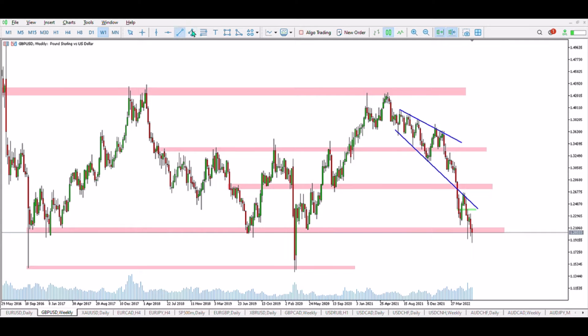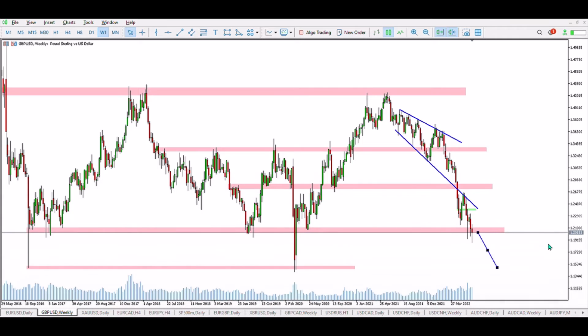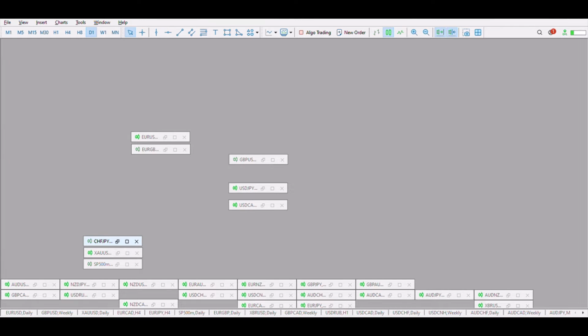If the euro continues dropping, the GBP will drop, and probably we will test this one, and that would be beautiful because we don't have a lot of resistance until this zone, so we can easily get to it if the dollar remains strong. Now let's switch to the next chart, guys, and I want to share with you some of the setups which I have taken this week.